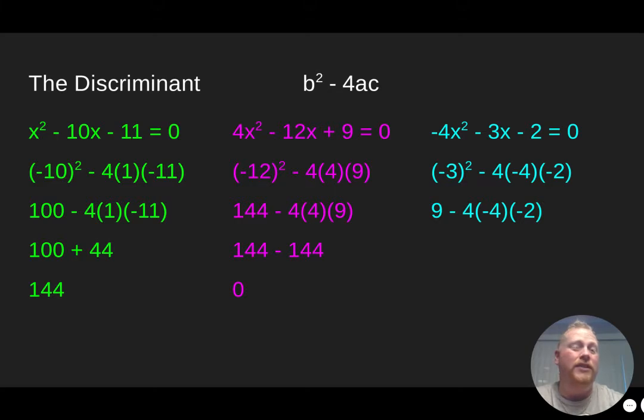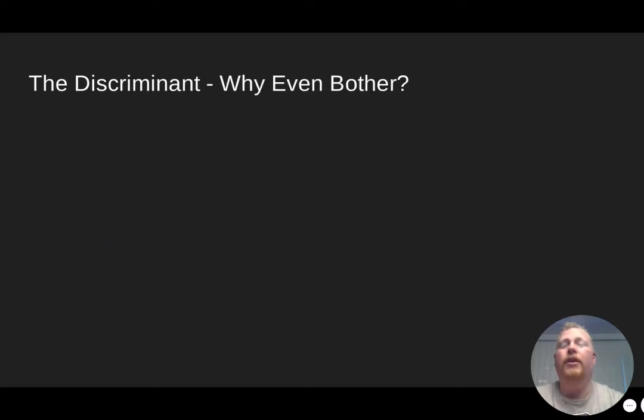16 times negative 2 is negative 32. So now I've got 9 minus 32, which makes negative 23. Okay? So the discriminant, why do we even bother finding that? You might even think, oh, discriminant, that sounds like discriminate. That's a bad word. Well, the word discriminate just means to categorize.